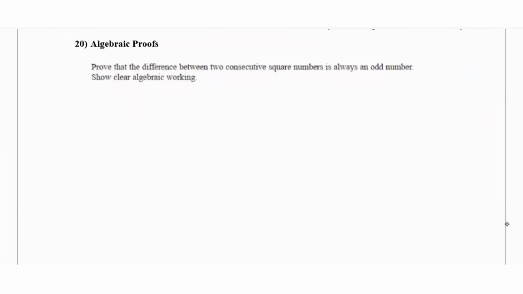Then it says prove that the difference between two consecutive square numbers is always an odd number. Show clear algebraic working. So you have to find the difference between two consecutive square numbers. So let's say the first number is n and the second number is n plus 1. So n plus 1 squared minus n squared, because difference between two consecutive square numbers. So we have to prove that this will always be odd.